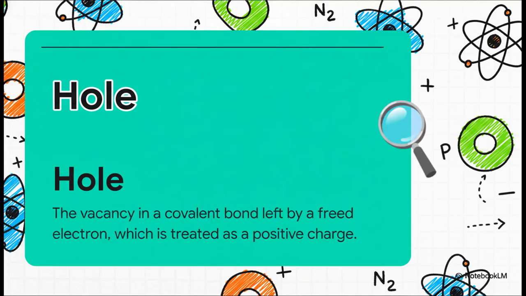Think of it like an empty parking spot in the atomic structure. We call this a hole. And because it's a spot where a negative charge should be, the hole itself actually behaves like it's a movable positive charge. Kinda cool, right?